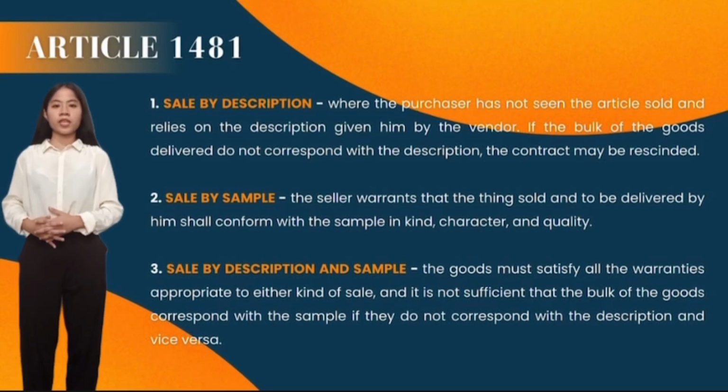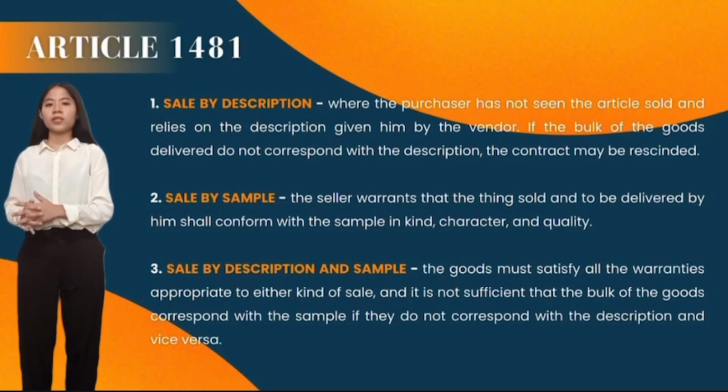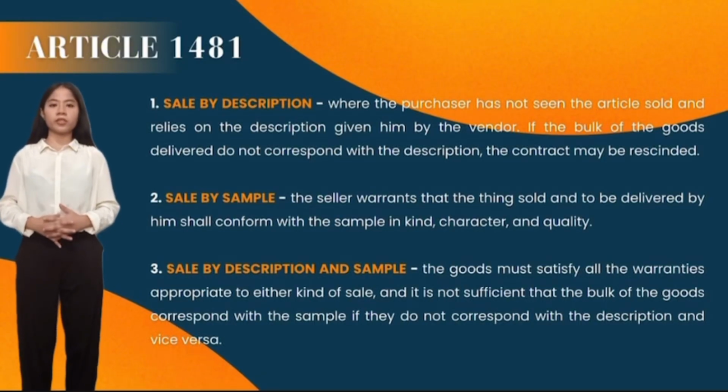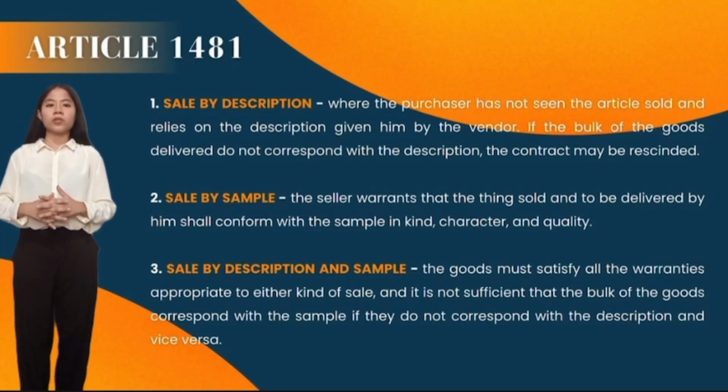Number 2, sale by sample. In sale by sample, the buyer relies on the sample. So, if the book is not the same kind, character, or quality, then the buyer can rescind the contract. Number 3, sale by both description and sample. The book should be the same as the description and the sample, and not only conform to one.